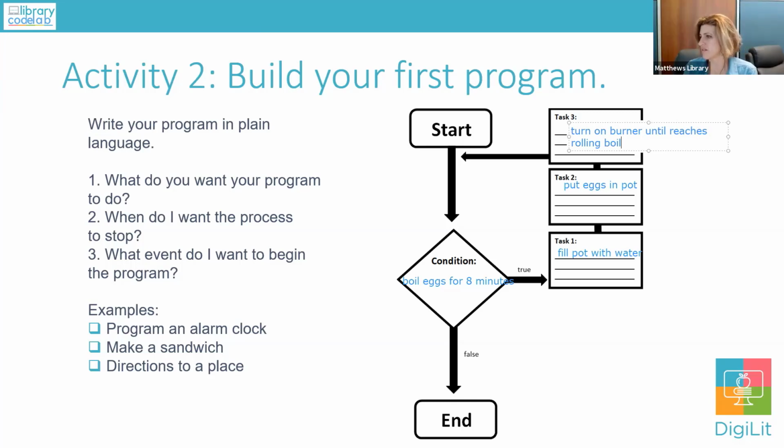Yeah, because if it didn't, you would just keep checking task three until it boils, right? Because once it reaches the boiling part, that's when you've met the condition, I think. Yeah. Thanks, Helen. Anybody else?